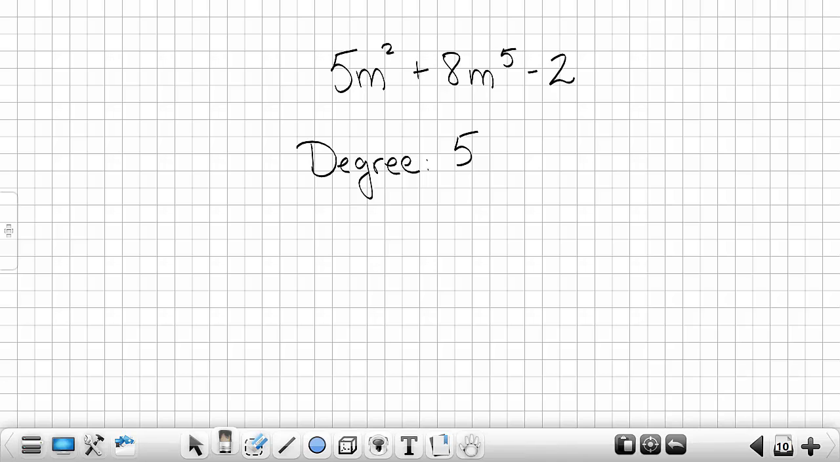Okay? And then we've got, what is the leading coefficient? It is 8. The leading coefficient is the coefficient on the highest degree, the coefficient that's attached to the highest degree. The highest degree was 5. What's the coefficient of that one? 8. It doesn't need to be the one in front, even though if we were asked to put it in order.